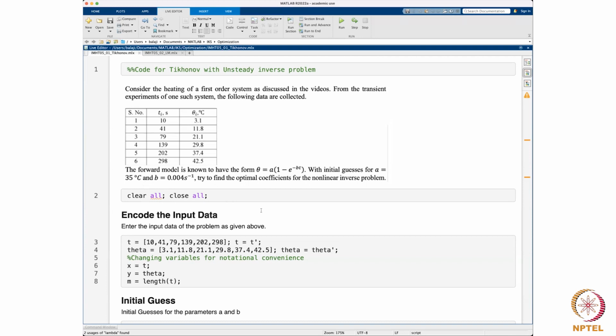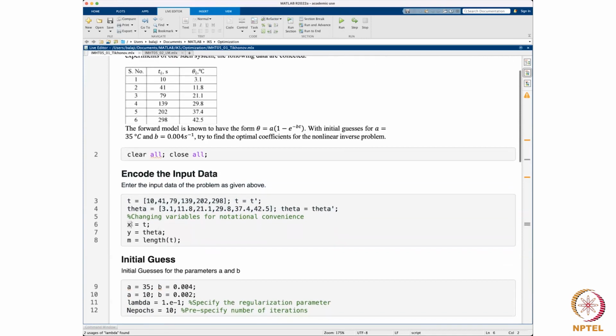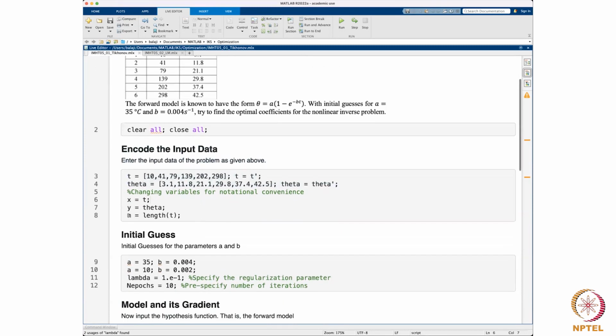So we are going to continue the same problem. I'll show you what happens when you don't add damping of the form of Tikhonov or Levenberg-Marquardt, and then what happens when you add those and how the iterations proceed. So remember, I have just done the same thing as the last time, encoded the data, or basically stored the input data. This is just the tabular data which was there, T and theta. I changed the names of the variables just for convenience. I called X as T. You can see it's the same as the time variable. And Y is the theta variable. Again, just for notational convenience. M, of course, is the number of data points, which in this case is 6.